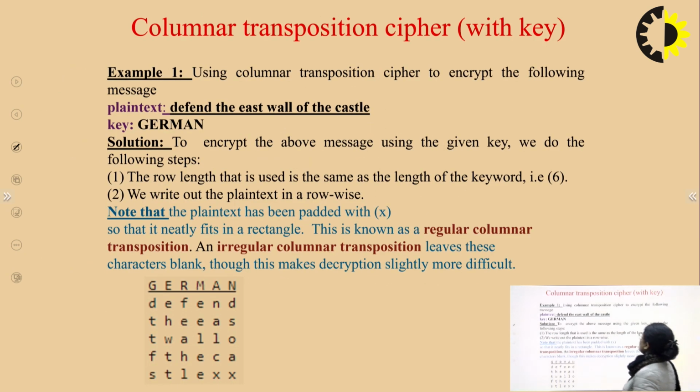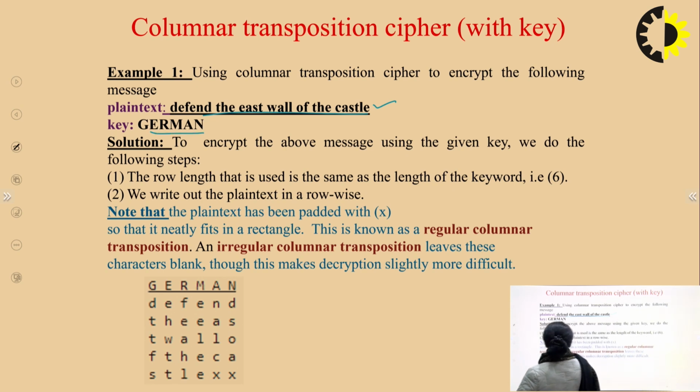So let us take an example of the plain text, defend the wall of the castle. This is the plain text, and now we're talking about columnar transposition cipher with keys, and the key, let us say, is GERMAN. So to encrypt this message, we do the following. The first thing is we find out how many letters there are in the key GERMAN. We have 6 letters, 1 2 3 4 5 6. So our row size will be 6.